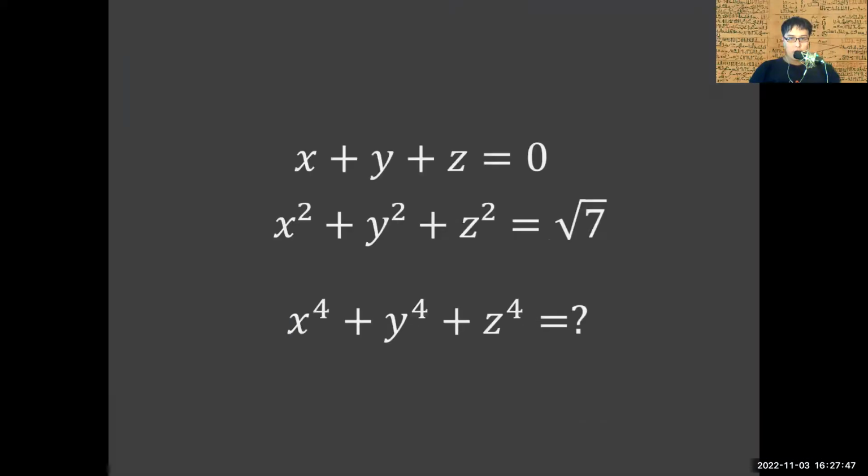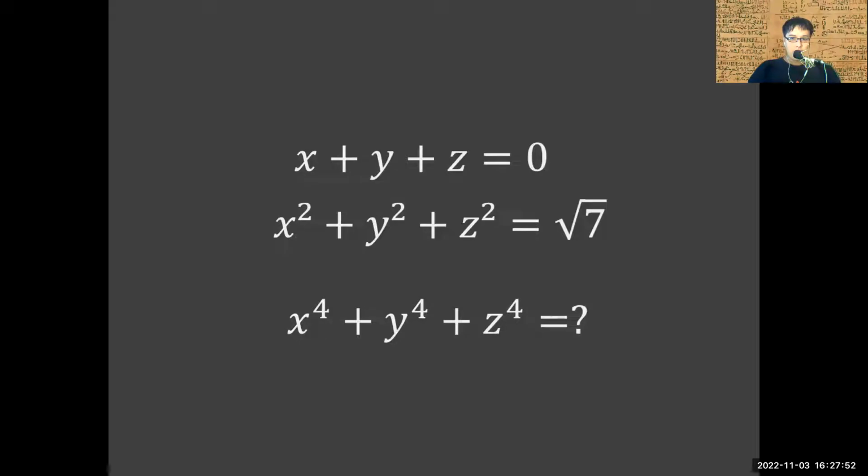Okay, so that is the question. You are given two equations. The sum of x, y, and z is 0, and the sum of their squares, x squared plus y squared plus z squared, is the square root of 7. You are asked to evaluate x to the power of 4 plus y to the power of 4 plus z to the power of 4.